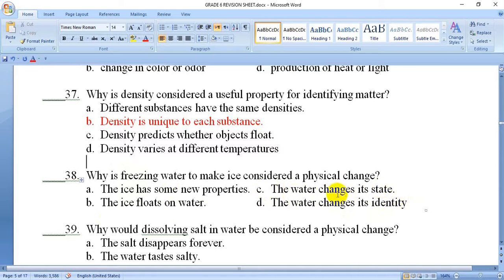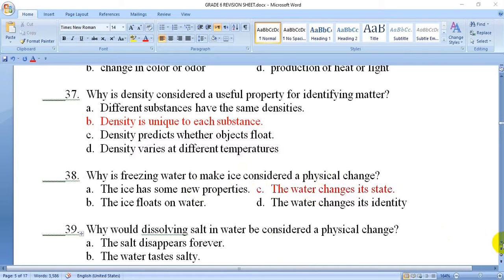The water was liquid, and now when it becomes ice, it will be solid. So in this case, as we said before, changing state from solid to liquid, or from liquid to solid, or from liquid to gas, any of these changes, we call them physical change. So we will choose letter C.